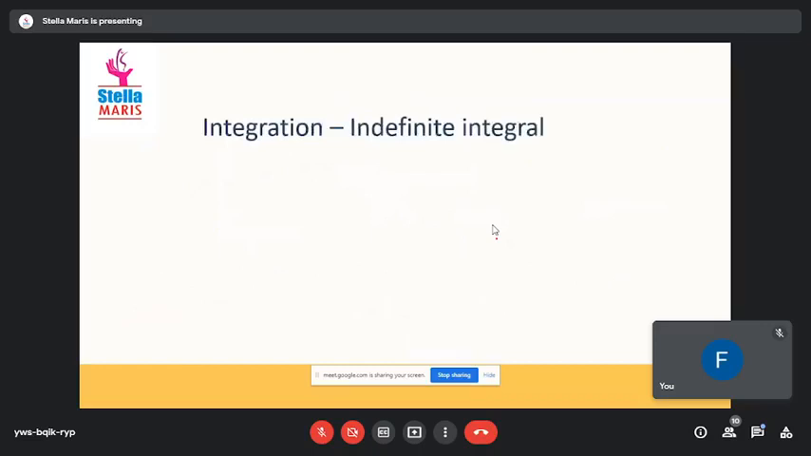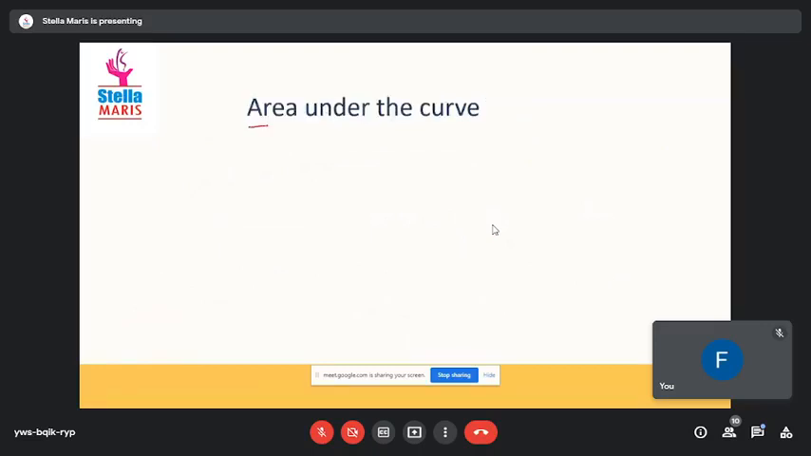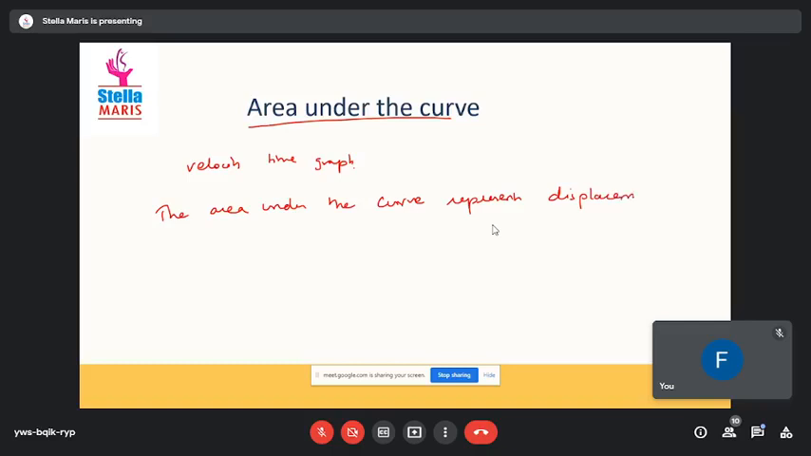So we'll see another concept called area under the curve, that you have to know. In the velocity time graph, the area under the curve represents displacement. Just note this point. Okay, so that is the VT graph.